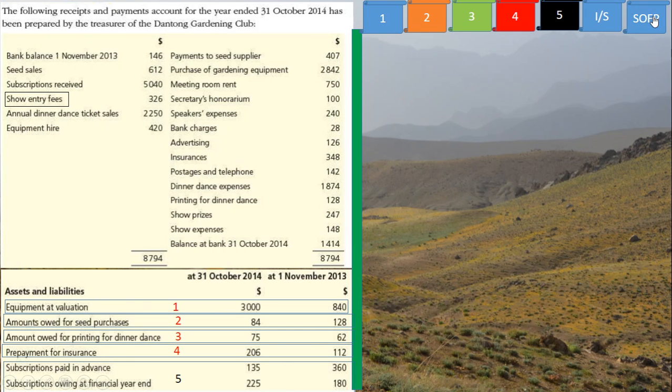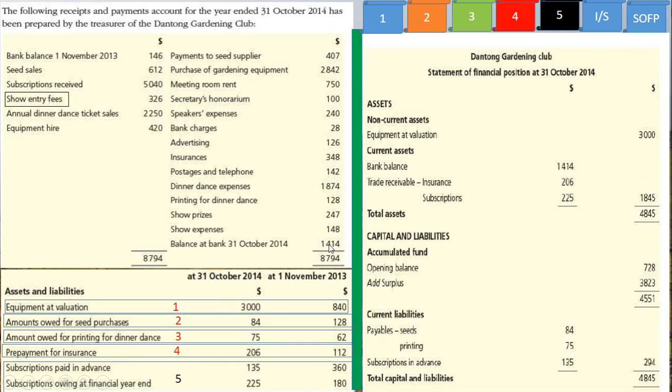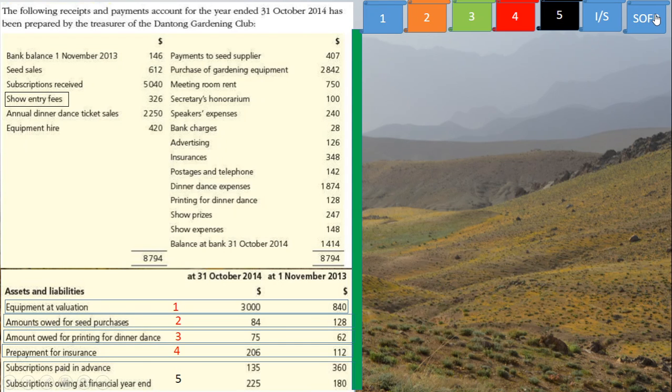So if you look in your statement of financial position here, this 1414 amount, the closing bank balance, will be shown out here as your current asset. Your bank balance 1414. So we don't need to focus on the first part, focus on the last balance. This will come as current asset out here. So that's your statement of financial position.